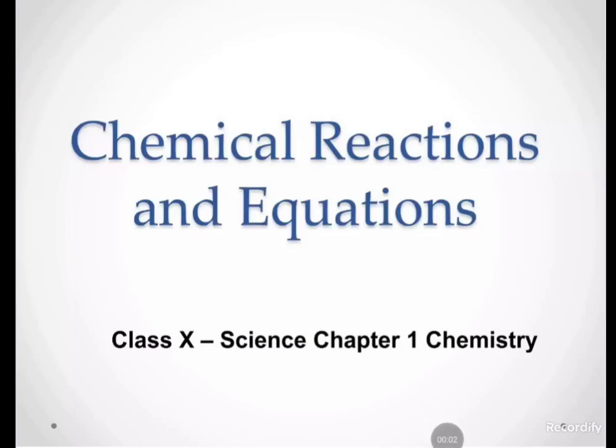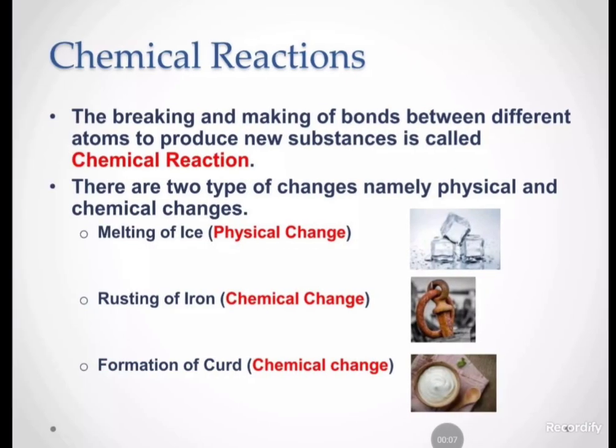Good afternoon, students. Today we are learning about chemical reactions and equations. This is the first chapter in the Science CBSE 10th class. First we have to know about chemical reactions. The definition is very simple: the breaking and making of new bonds between the different types of atoms of any substances produces a new substance. This type of phenomenon is known as a chemical reaction.